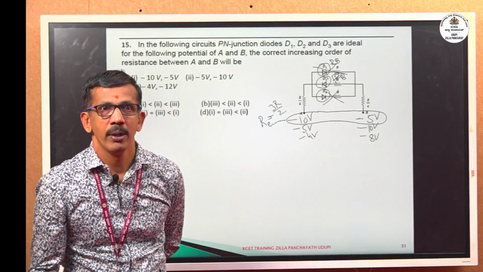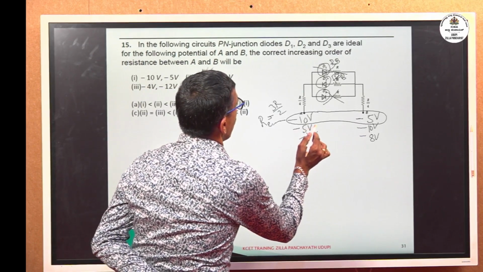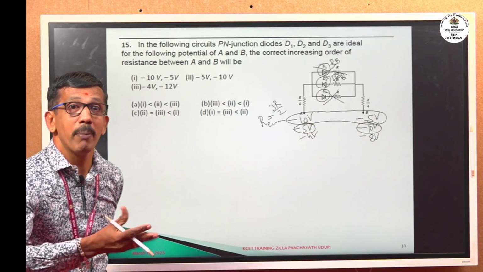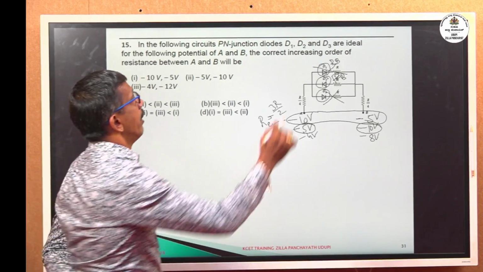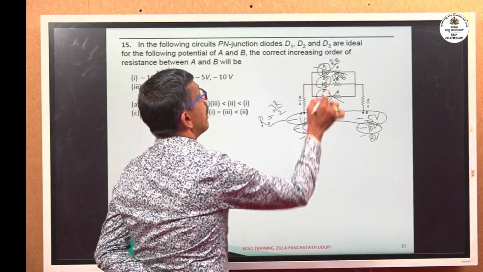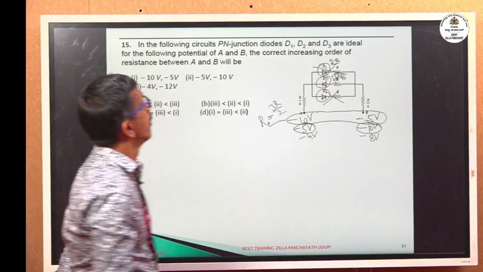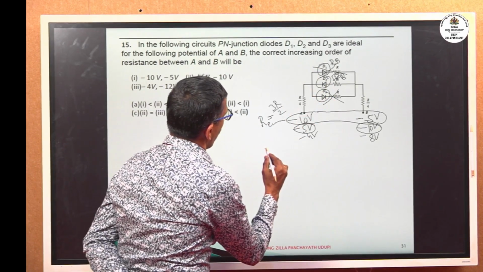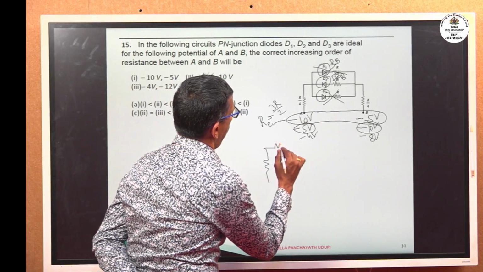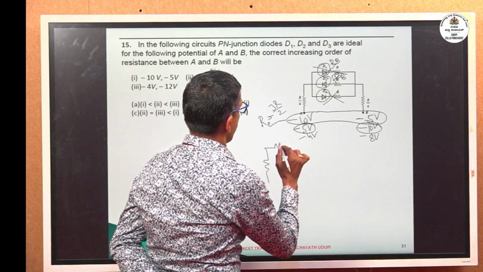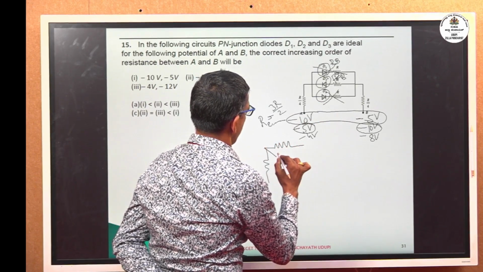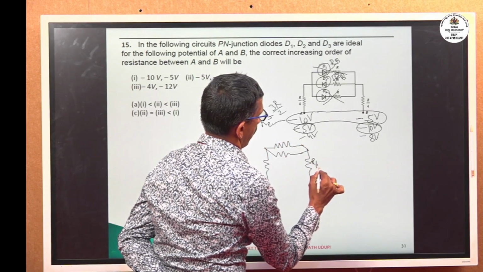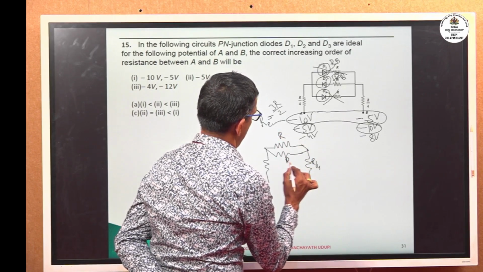Now, change the voltage. Give minus 5 volt here, and give minus 10 volt to B. Then the biasing of the diodes also changes. What happens? D1 and D3 are in forward bias, D2 is in reverse bias. Therefore the resistance works out like this: R by 4, R by 4.